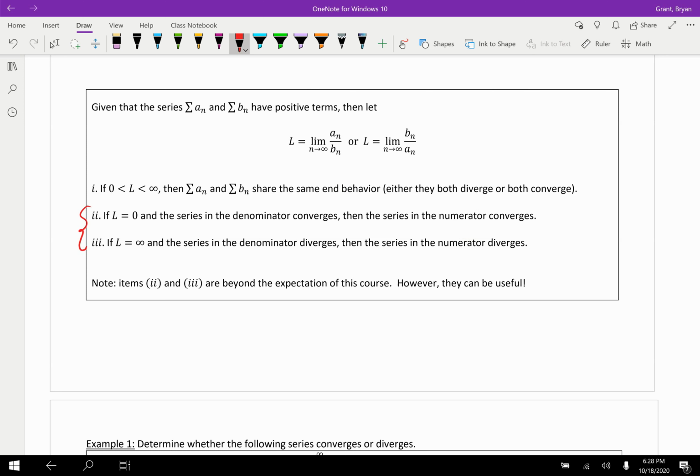This is directly related to the direct comparison test, right? In the direct comparison test, we had 4 options where 2 options were inconclusive and the other 2 options told us an answer. That's kind of like what's going on here. However, good news for you, items 2 and 3 are beyond the scope of AP Calculus BC. You do not need to know those. So if you're asked to do the limit comparison test, it's going to be this one. You're going to get a limit from 0 to infinity. It's going to be a finite number.